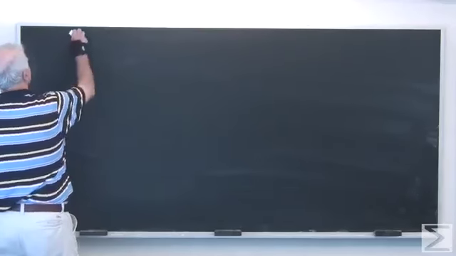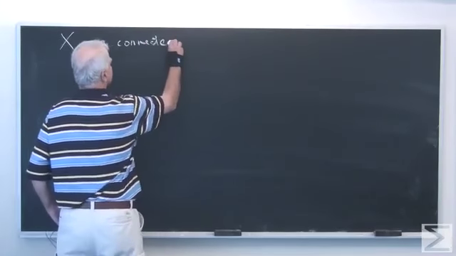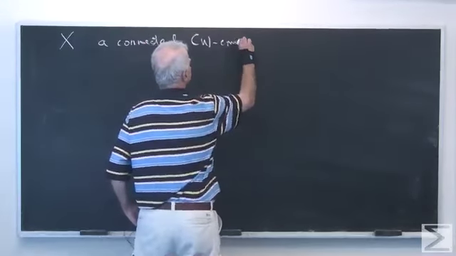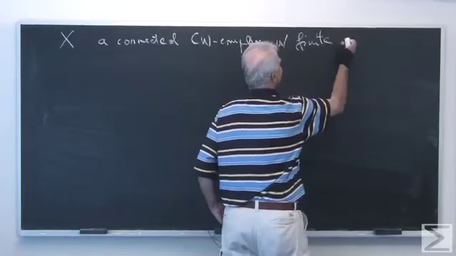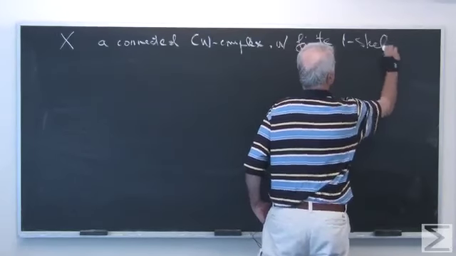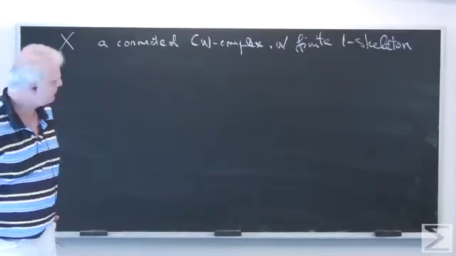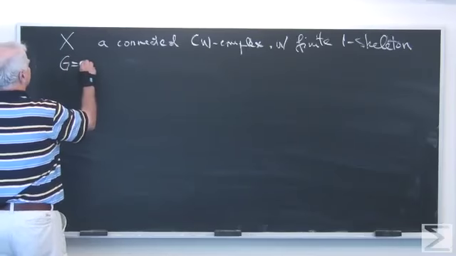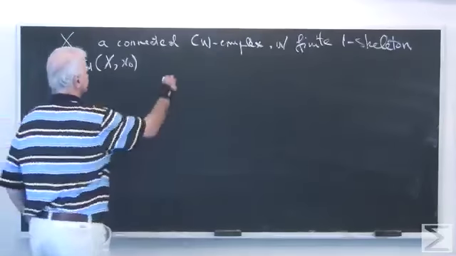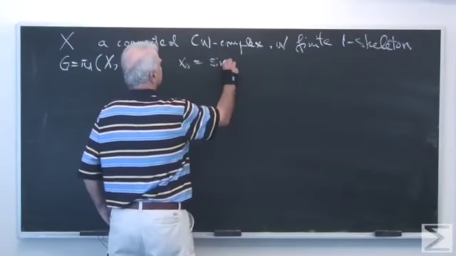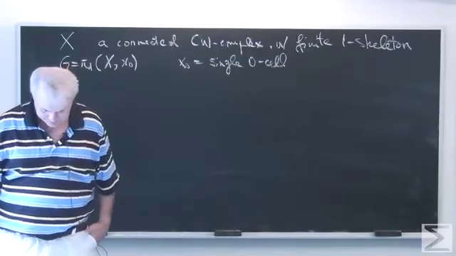All right, so let me start. X will be a connected CW complex in all this talk, say with finite one-skeleton. Although most of the time you can think about a finite CW complex. So I'll take G to be pi 1 of the space, based at, say, x0 equals a single zero cell. Without loss of generality, we can assume there is a single zero cell.